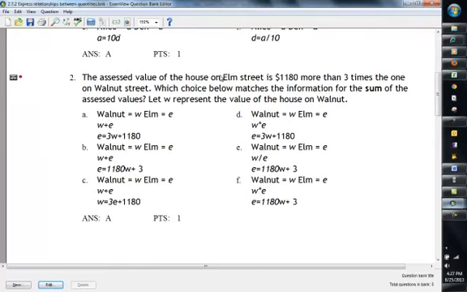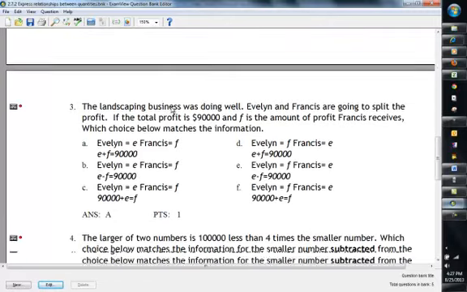The assessed value of the house on Elm Street is $1,180 more than 3 times the one on Walnut. Elm, E, equals 3 Walnut plus 1,180. So letter A is the correct answer there.